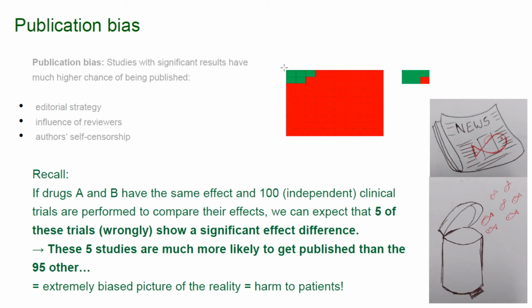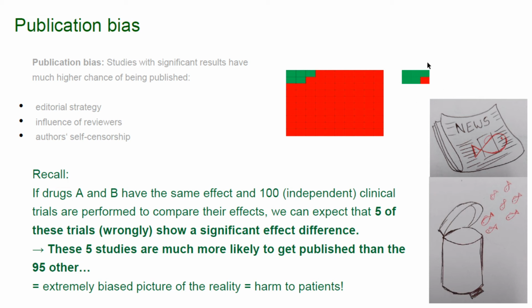If we look at the big rectangle here, which displays all studies that have been performed, we see that the negative studies dominate, the red studies dominate, and there are only these 5 false positives. Now, if we look at what is published in the literature, it may look like this, namely that the false positive results get published because they are positive, because the p-value is significant, but most of the negative results don't get published, well, maybe one or a few are published.